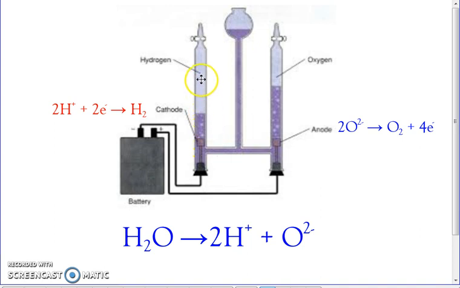And the hydrogen gas is going to bubble up here. Whereas at the other electrode, you're going to have oxide ions, the O2 minus, having electrons removed from them, and they will form O2 gas, oxygen gas, and create 2 electrons to be used. Those 2 electrons are going to be used over here. That's how it completes the circuit.